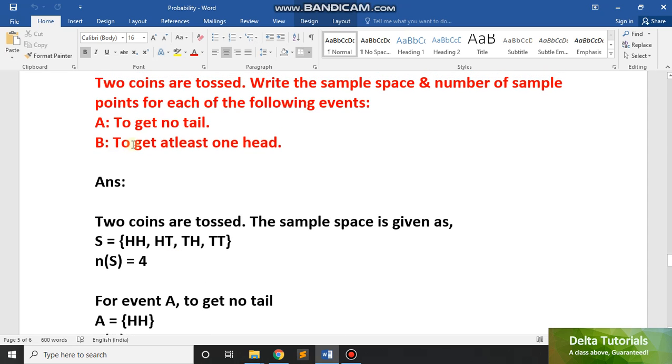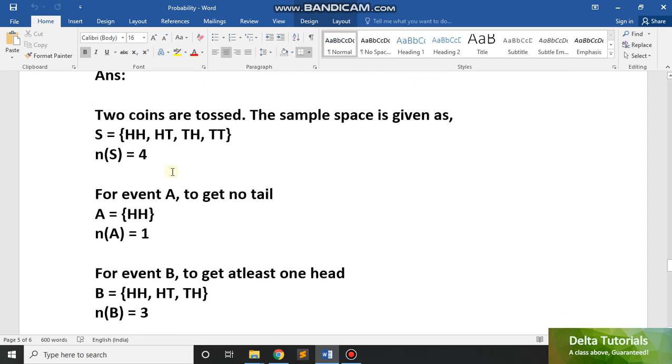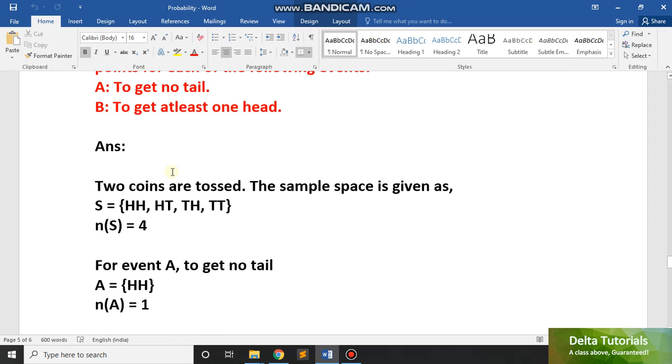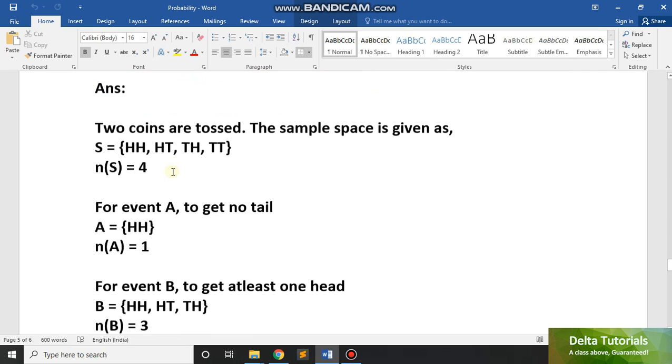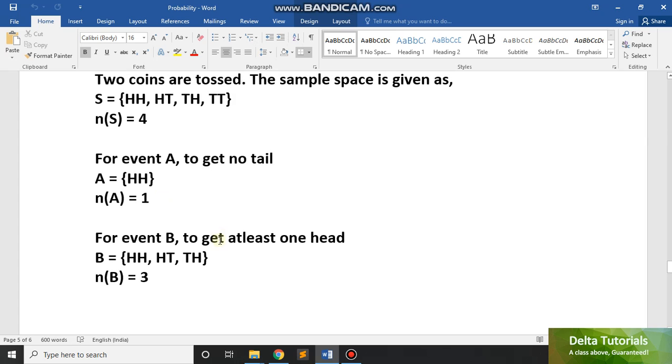Similarly, event B is to get at least one head. Now this word at least is very important. At least means minimum one head should be present, maximum two heads are allowed, or any number which is greater than one is allowed. At least one, this should be read very carefully. So for event B to get at least one head, we have three outcomes: HH, HT and TH.